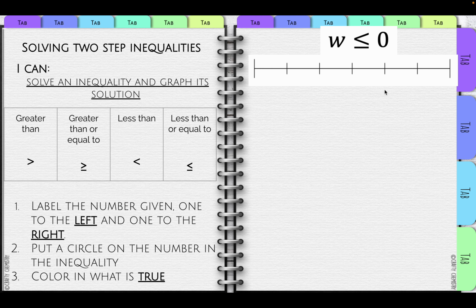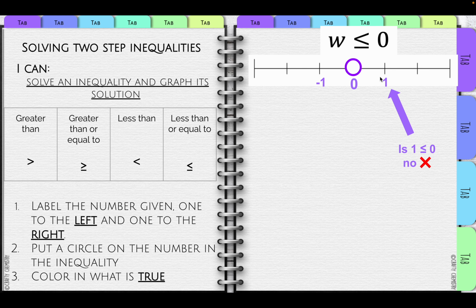Last one, W is less than or equal to 0. So we're going to label 0 on our number line. One to the left is -1, and the number to the right is +1. Put our circle on 0. Don't color it in yet. We're not sure. We have to test it out.